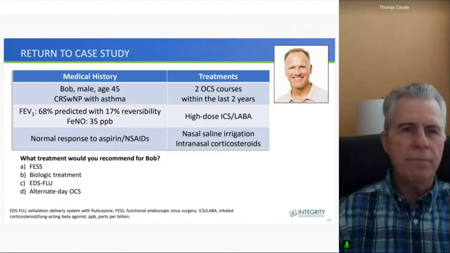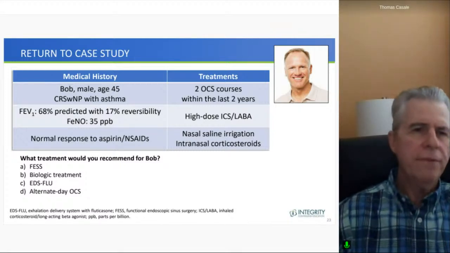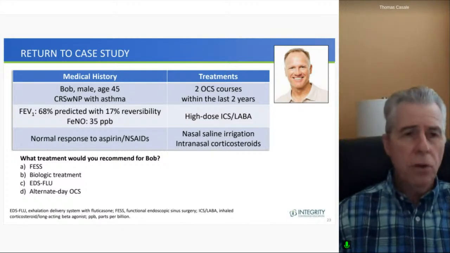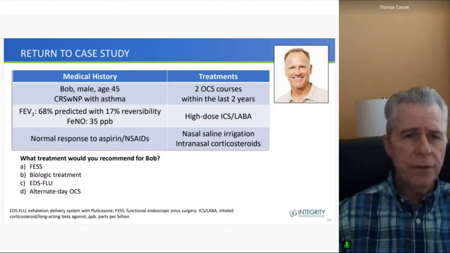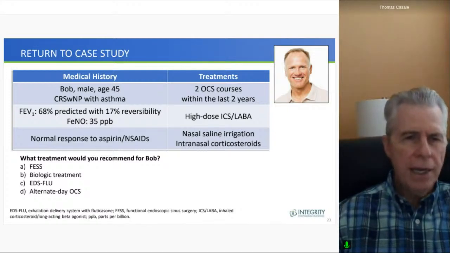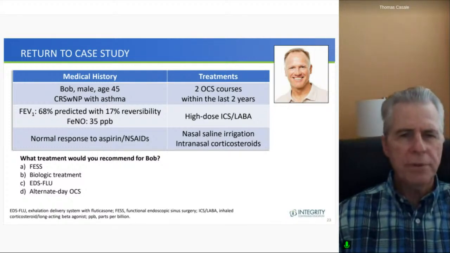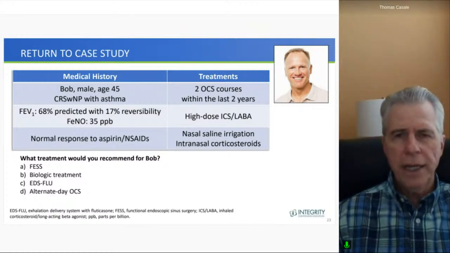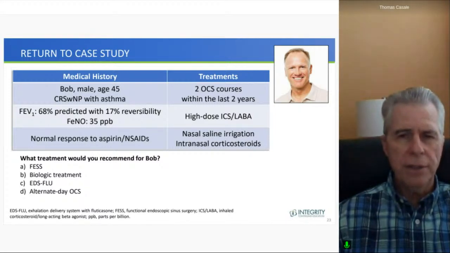So let's go back to Bob. So again, 45, nasal polyps, asthma, FEV1 below normal, 68%. He's got good reversibility. His FeNO is 35. That's elevated. Anything over 20, we tend to consider as being high. And he has a normal response to aspirin and nonsteroidals. He's already had 2 oral courses of prednisone within the last 2 years. He's on high-dose ICS and LABA, and he's using nasal saline irrigation with intranasal corticosteroids.